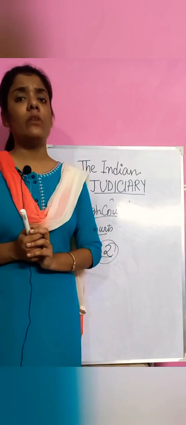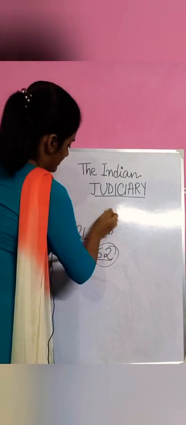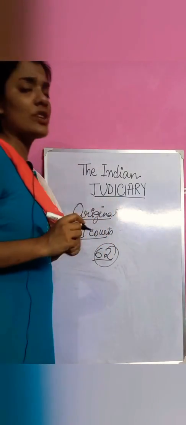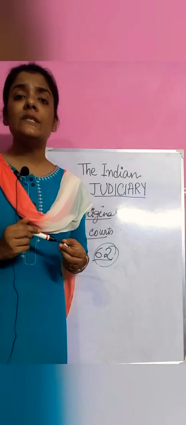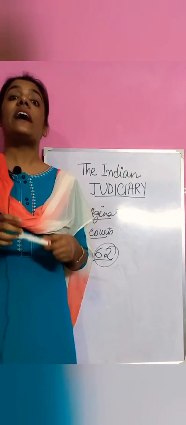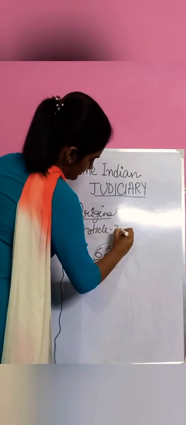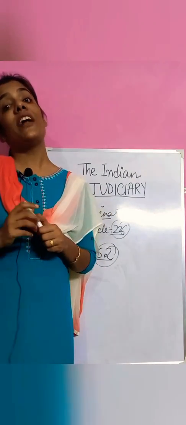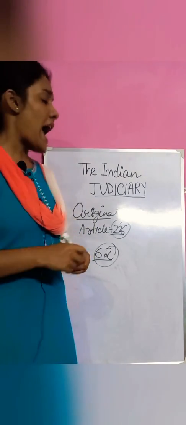Now, we will discuss the jurisdictions of the High Court. First comes the original jurisdiction. So, what about the original jurisdiction of the High Court? Under original jurisdiction, the court may hear any dispute within the state. Not only that, under Article 226, the High Court can also issue writs. In case of violation of a fundamental right, the High Court can issue writs to protect the fundamental right of any person.